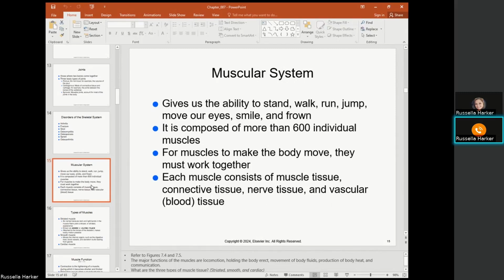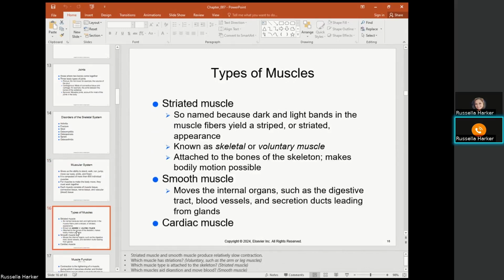So the main functions of muscles are locomotion or movement of the body, holding the head up, movement of body fluids, production of heat for our body, and communication. So we have three different kinds of muscles: striated, smooth, and cardiac. Striated are called that because of the dark and light bands in the muscle fibers, and they give it a striped or striated appearance. So those are skeletal or voluntary muscles, and they're attached to the bones of the skeleton, and it makes bodily motion possible.